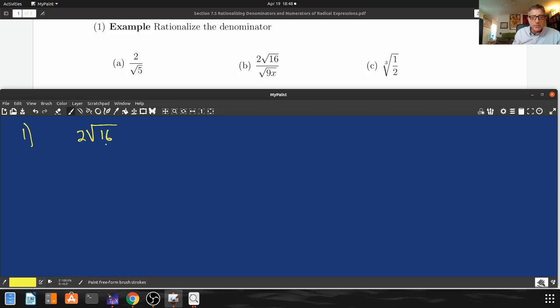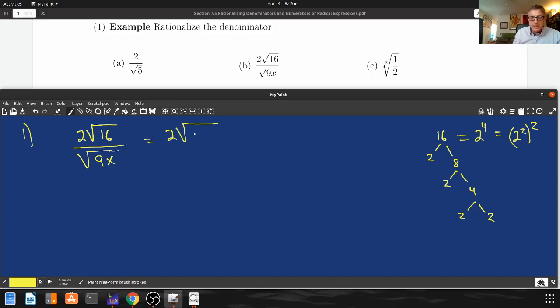So, 2 times the square root of 16 over the square root of 9 times x. Now again, let's look at 16. It's 2 times 8, 2 times 4 times 2 times 2. Well, how many 2's is that? That's 2 to the 4th. So that's the same as 2 squared, squared. So let's just simplify that. 2 times the square root of 16 is the same thing as 2 times 2 squared.